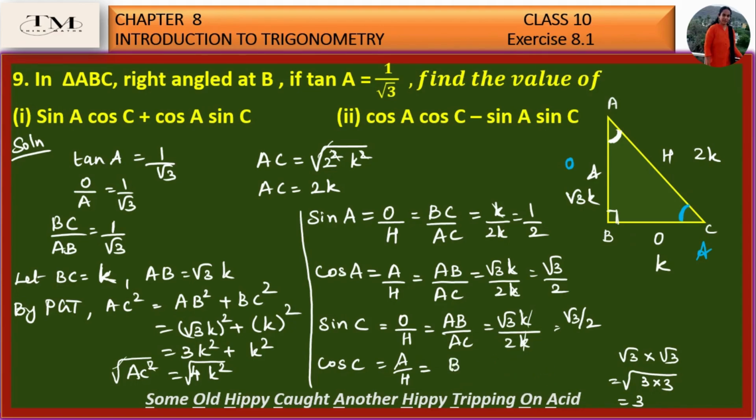So adjacent side is BC, hypotenuse is AC. What is the value of BC? It is K divided by 2K. K gets cancelled, so the answer is 1 by 2. So we found all the values we need. Now we have to solve these parts. Let us do it in the next page.